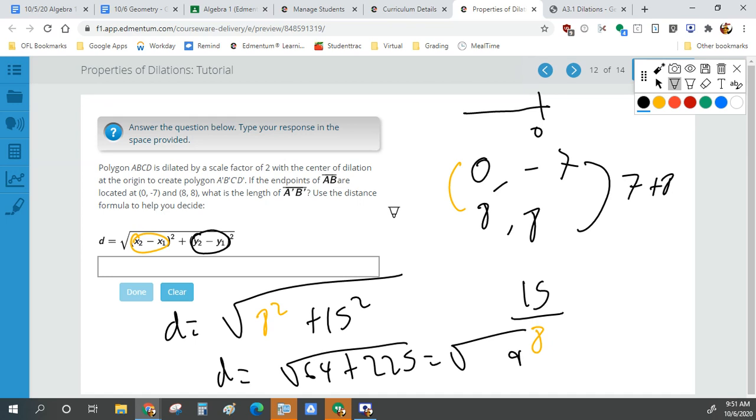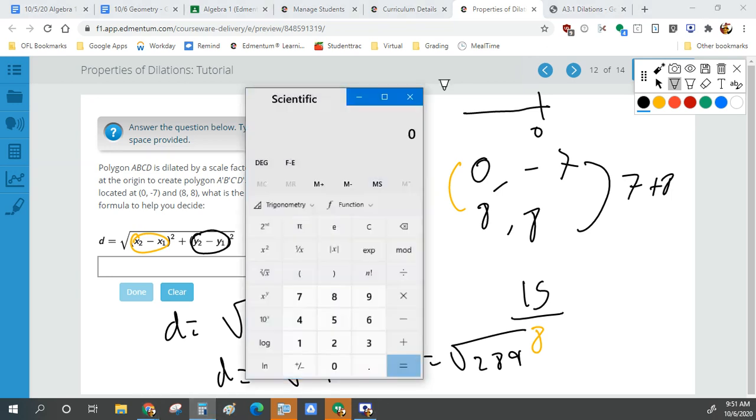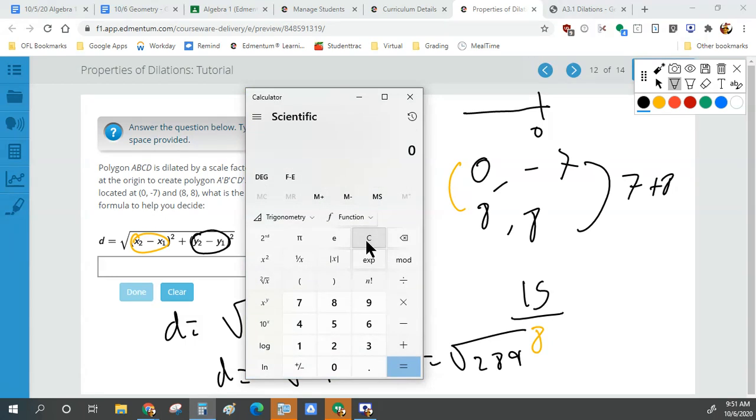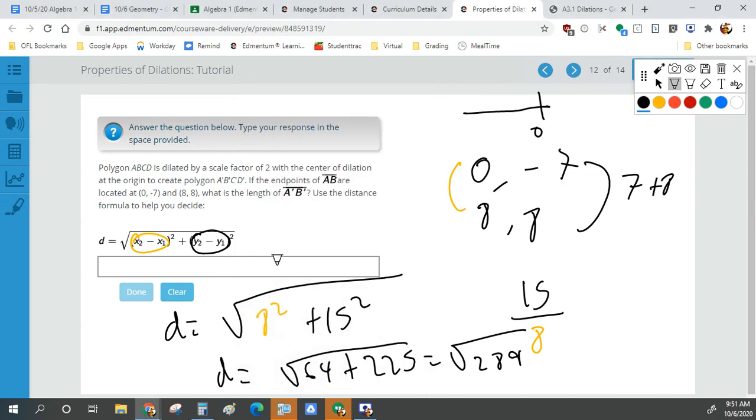So we have 64 plus 225 is 289. Let's see if that has a really nice square root. I'm assuming it does. Otherwise, GeoGebra is just mean. Yep, 17. So our answer should be 17.